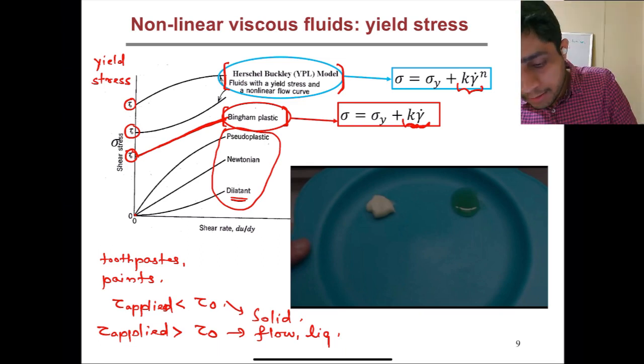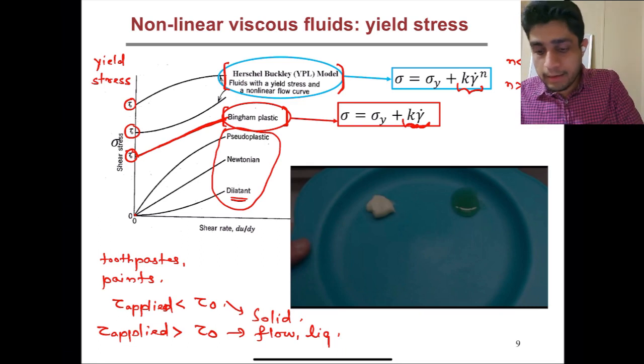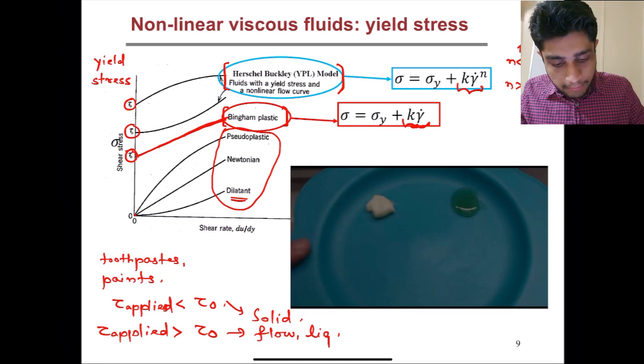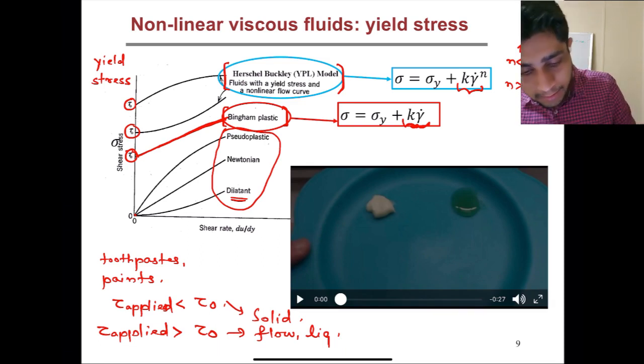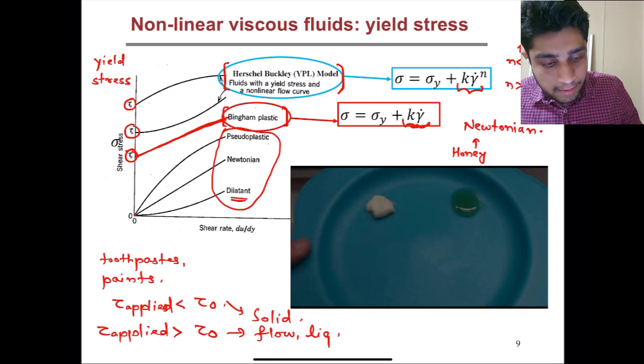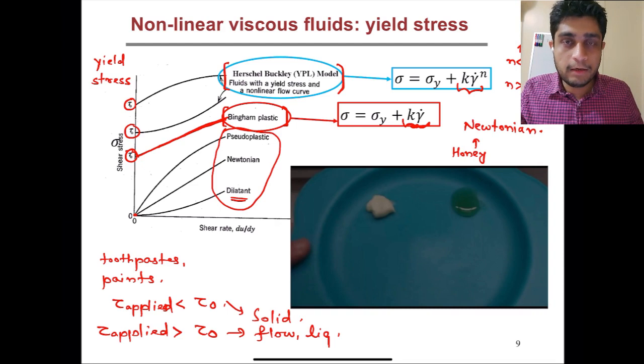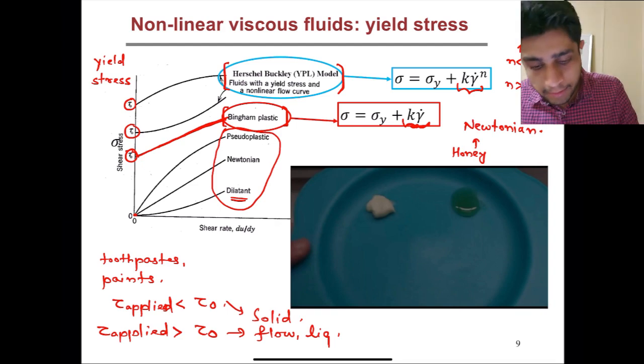So again, depending on whether n is smaller than 1 or n is larger than 1, the apparent viscosity can decrease or increase. This nice video here shows mayonnaise and honey. Honey is a Newtonian fluid, its viscosity is constant, and it is not a yield stress fluid, so it will flow even if we apply an infinitesimal stress on it.